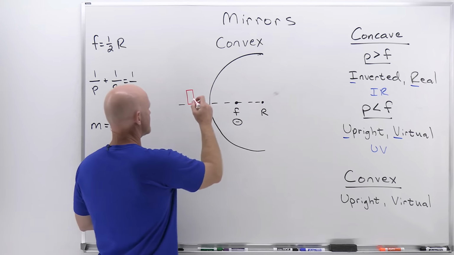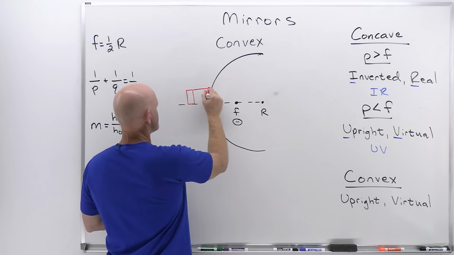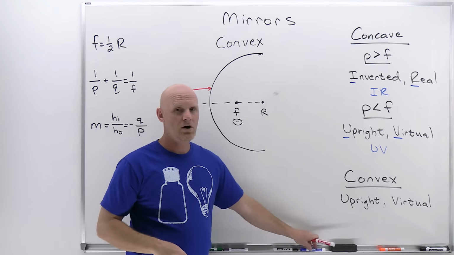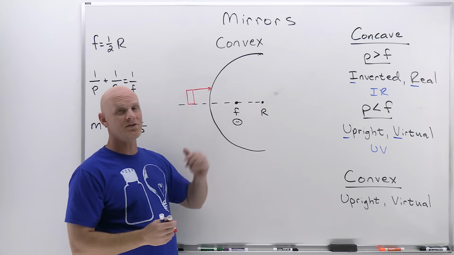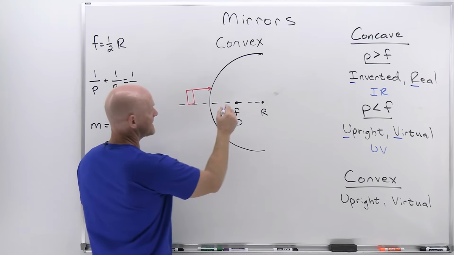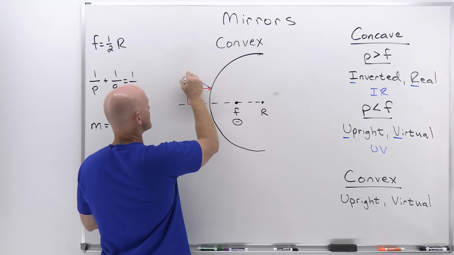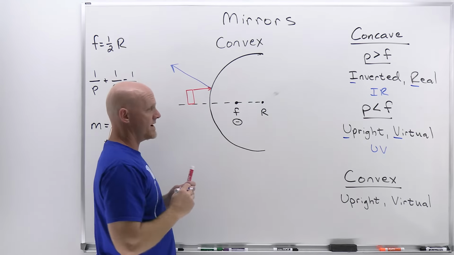First one we're going to draw is going to come in parallel to the principal axis. If you recall, before we said it gets reflected out through the focal point. Well, that's not possible. The focal point's on the other side of the mirror. But it's just as if it came from the focal point in this case. And there's our reflected ray.